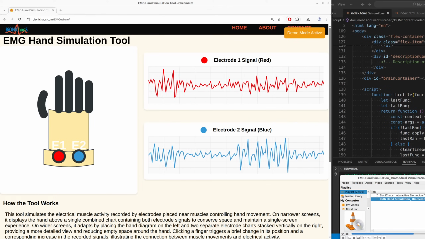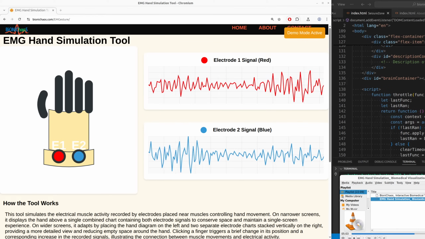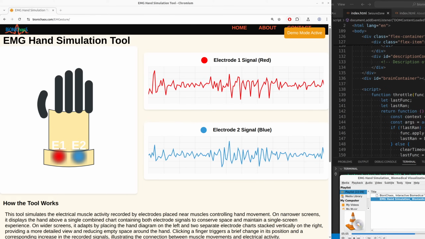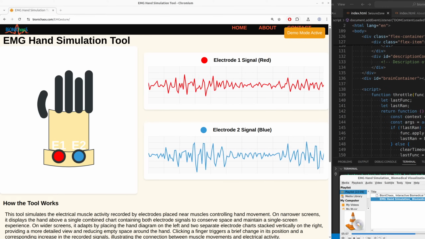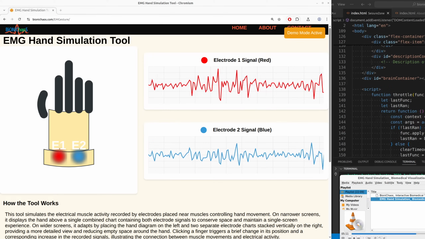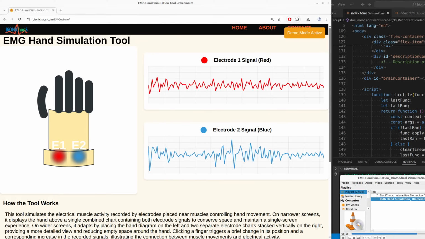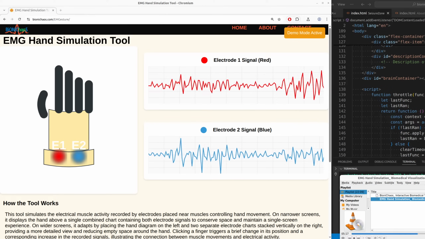Real biological signals are never perfectly smooth or predictable. They're messy. There's always background interference. Exactly. So adding that randomness, that noise, on top of a base signal makes the waveform look much more like something you'd actually record. It also subtly teaches you about the challenges of interpreting real EMG.